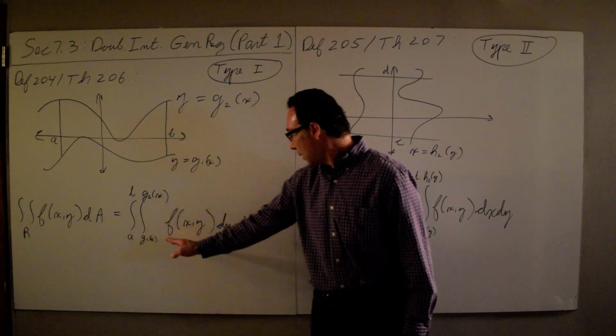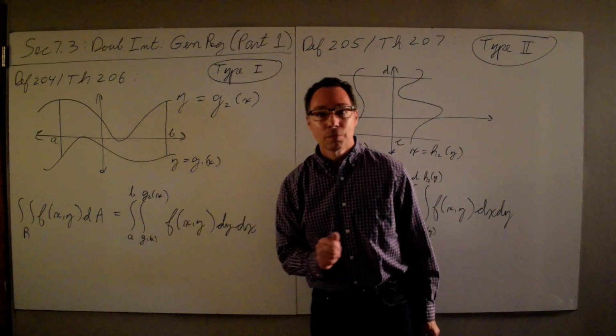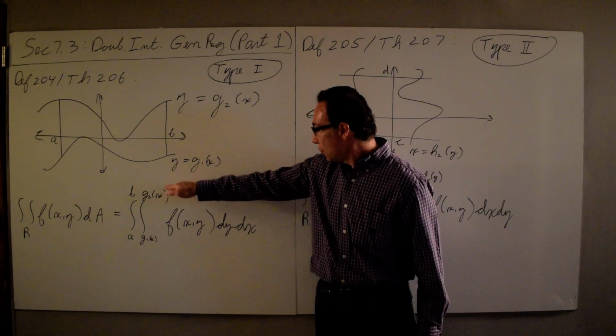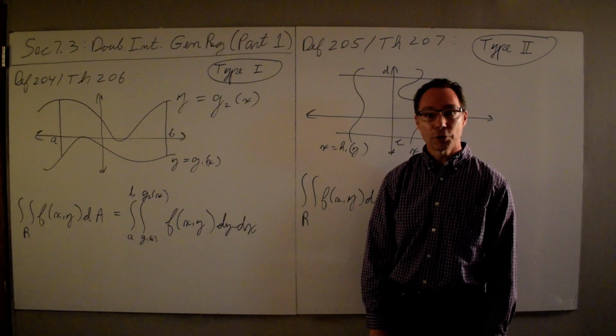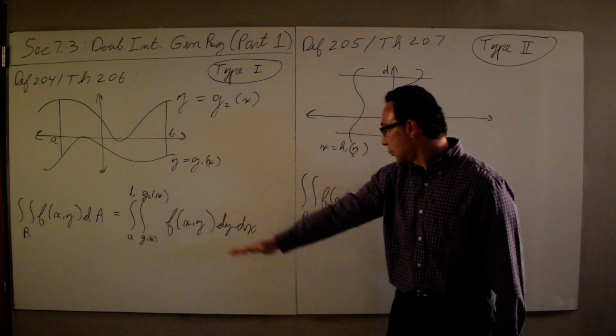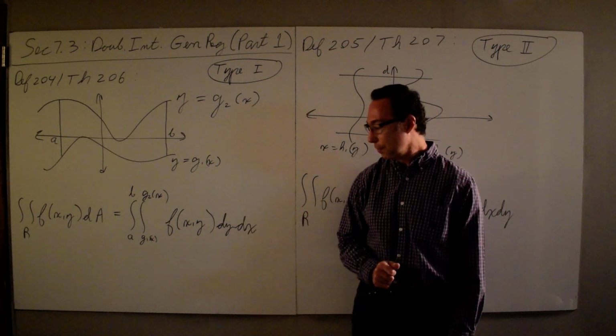And then after we do that, and it's a definite integral, so we'll evaluate our expression at g2 of x, at g1 of x, and we'll subtract. And then we'll just have a function of x. And then we'll integrate from a to b of our function of x dx. And that's how we handle a type 1 region.